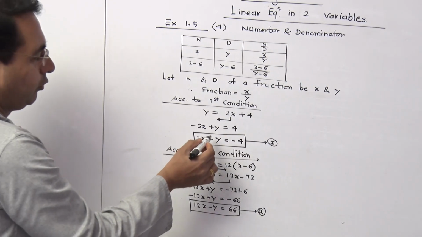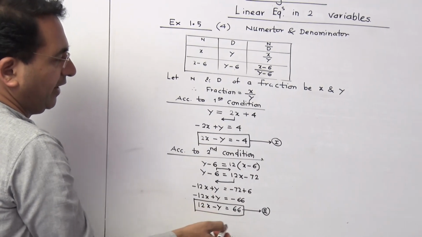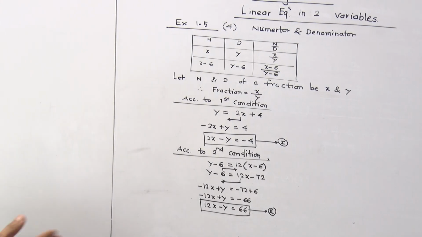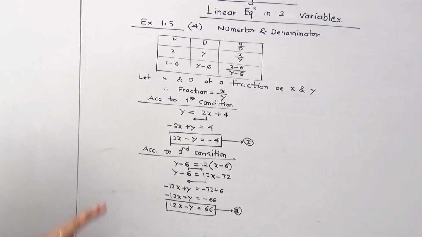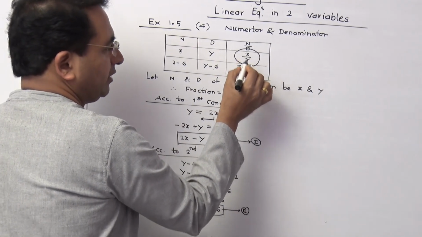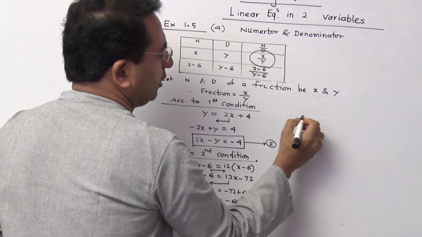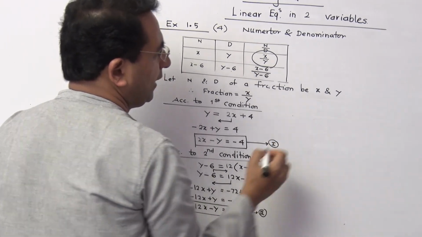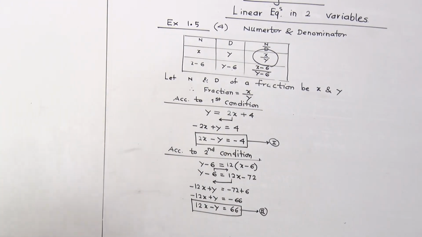That is, we are going to subtract these equations. So y will be eliminated. You will get the value of x. Then you will get the value of y. And they have asked you to find the fraction. Fraction means the original fraction you have to find out. So once you get the value of x and y, in your final answer you should write: original fraction is equal to x upon y. And then the values of x and y are to be substituted.